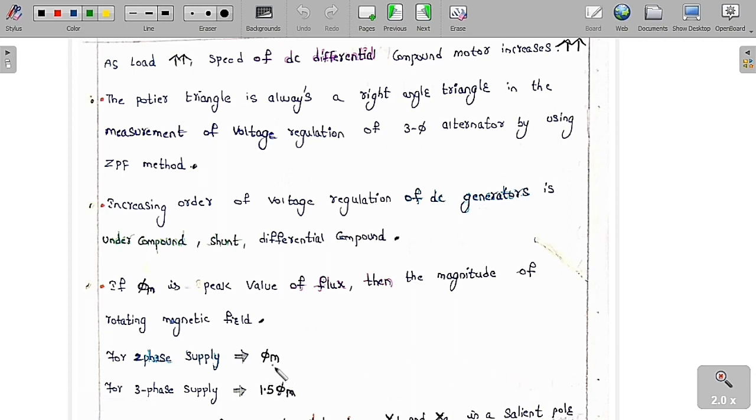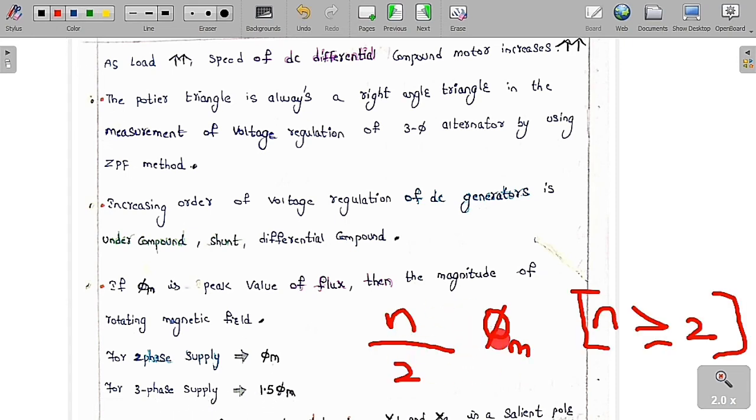So for two phase we are going to get phi m, and for three phase we are going to get 1.5 phi m. Where phi m is the peak value of flux, the peak value of the magnitude of the rotating field for an n-phase system is n by 2 into phi m, for n greater than or equal to 2. For a two-phase system, substitute n equal to 2 and we get phi m. For a three-phase system, substitute 3 by 2, which is 1.5 phi m. This is the formula we are going to get.